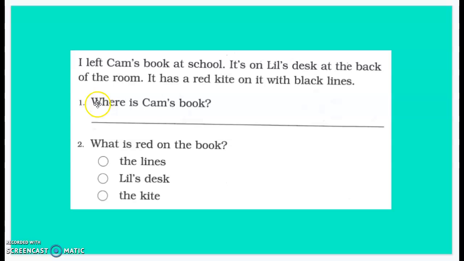Number 1. Where is Cam's book? Number 2. What is red on the book? The lines, Lil's desk, the kite.